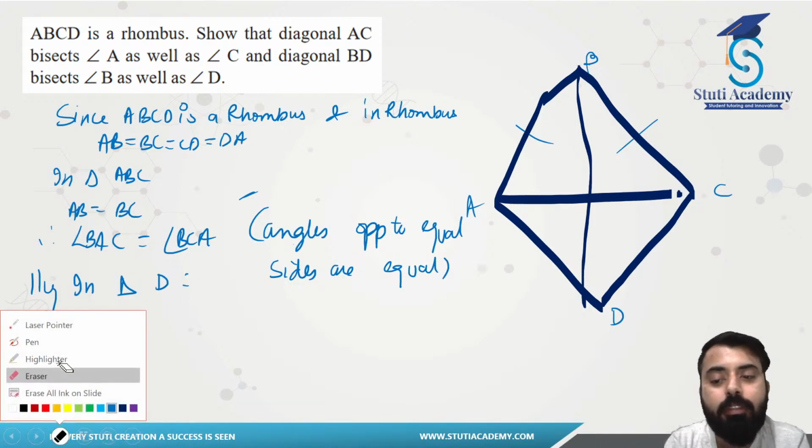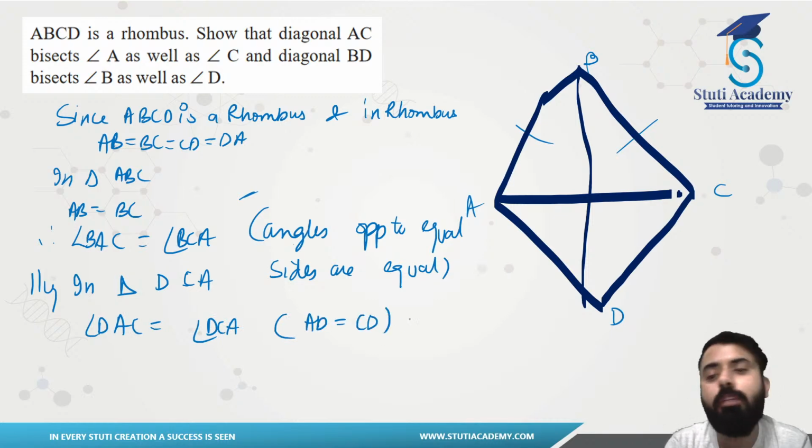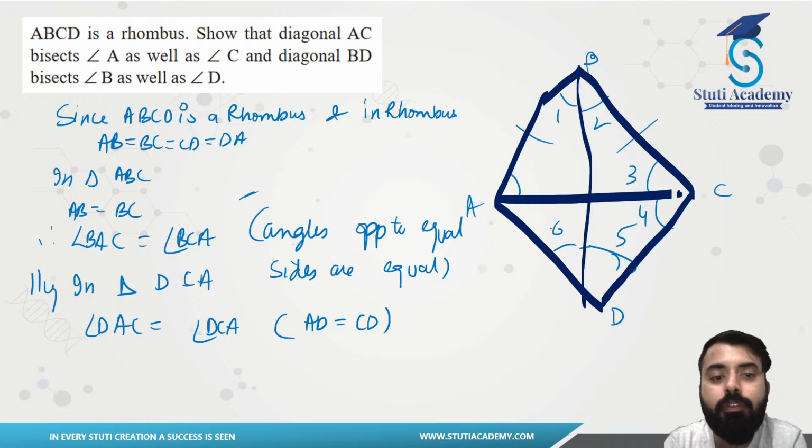In triangle DCA, I can say angle DAC equals angle DCA because AD is equal to CD. So angles opposite to equal sides are equal as well. For your reference, let's name them so that you don't get confused. Let's call these 1, 2, 3, 4, 5, 6. This one 7 and that one 8.